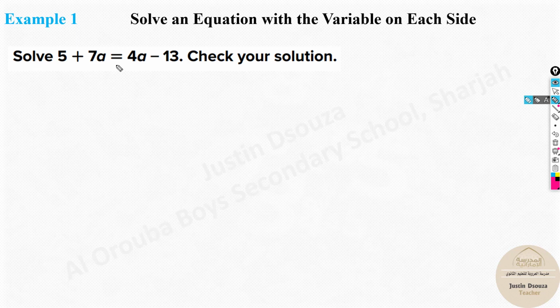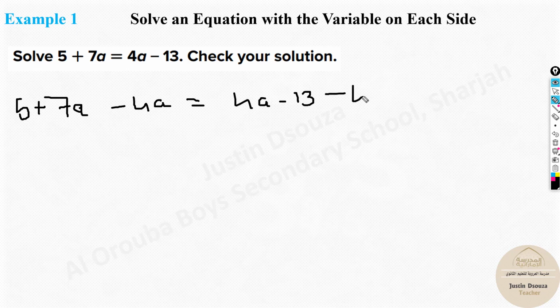But the best way to do this is, you should always see which is the bigger variable. Now you can see 7a is greater than 4a. So leave 7a on this side itself, whereas the smaller variable, bring it to the other side. That's how it works. So over here, there is 5 plus 7a equals 4a minus 13. Subtract 4a on both sides. This and this cancel. You will have 7a minus 4a, that is 3a over here.